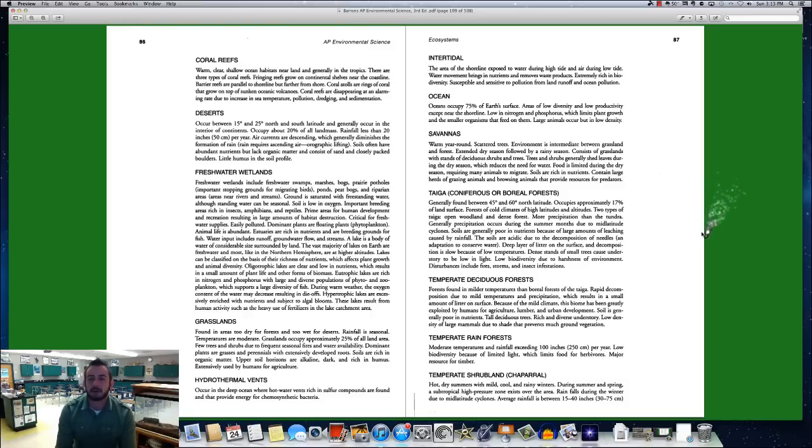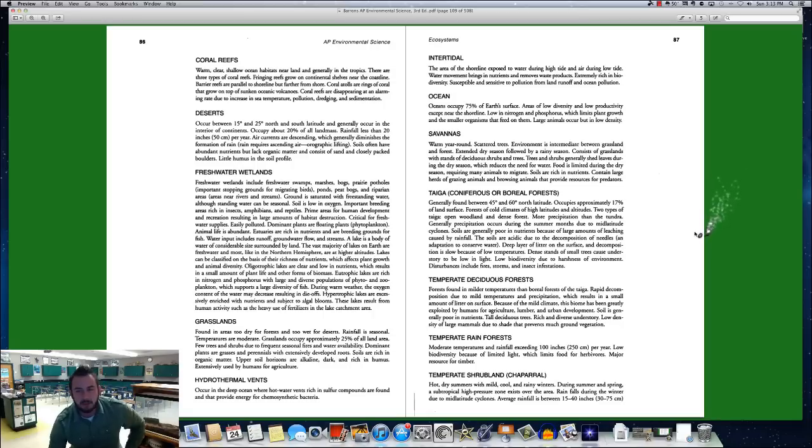Generally, precipitation occurs during the summer months due to mid-latitude cyclones, and soils are generally poor in nutrients because of large amounts of leaching caused by rainfall. And then you have deep layers of litter, and decomposition is slow because of low temperatures. Dense stands of small trees can cause the understory to be very, very dimly lit, and then low biodiversity because of the harshness of the environment.